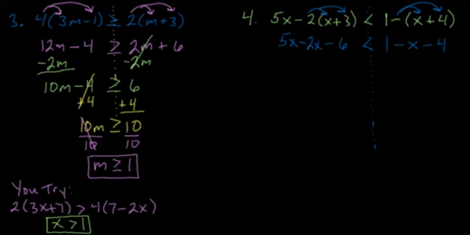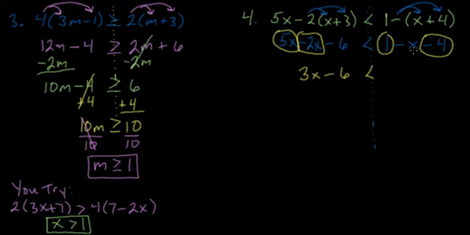So now we can go ahead and do another step. Here I notice that I have some like terms on the same side. So I'm going to combine these two together, so 5x combined with the -2x will give me a 3x. So I get 3x minus 6 is less than, over here I have some like terms. I have a 1 and a -4. So if I put these two together, I have 1 minus 4, which is a -3, and bring down the minus x. So I combine my like terms.